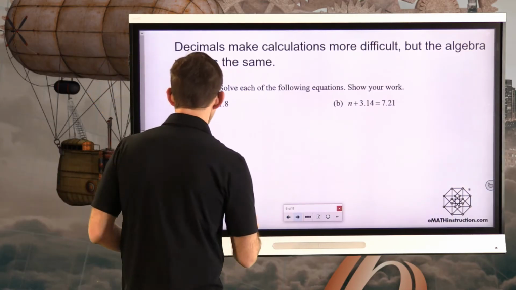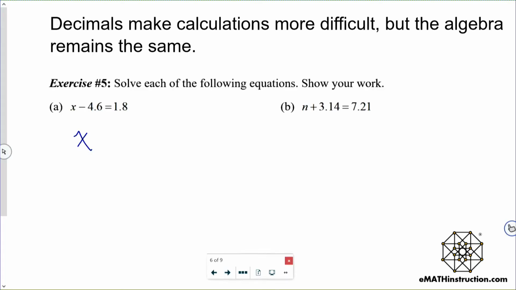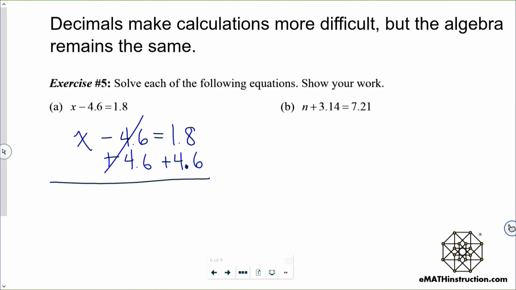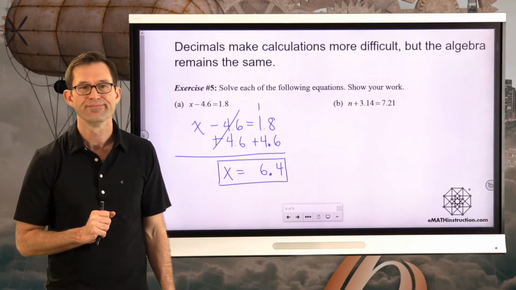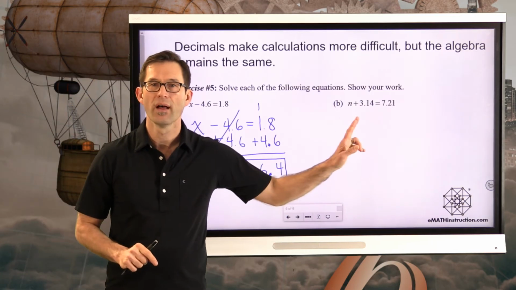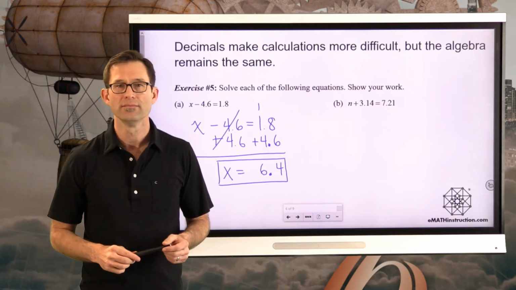Still, in letter A, right, since we are subtracting 4.6 from x to begin with, in order to undo that subtraction, we have to add 4.6 to both sides. And that subtraction and addition cancels as it has been doing, and now we just have to deal with this, right? We can find that x is 6.4. 1.8 plus 4.6. Why don't you pause the video now and solve letter B for the variable n.